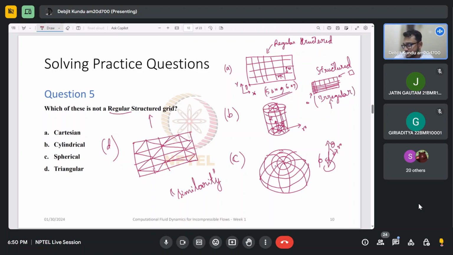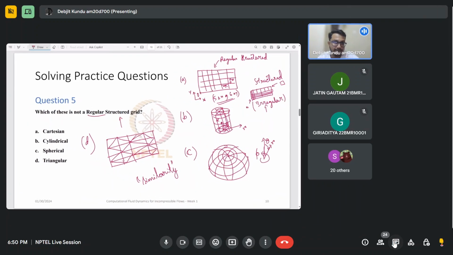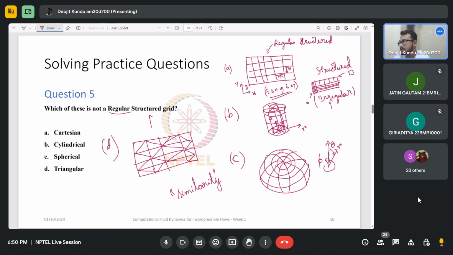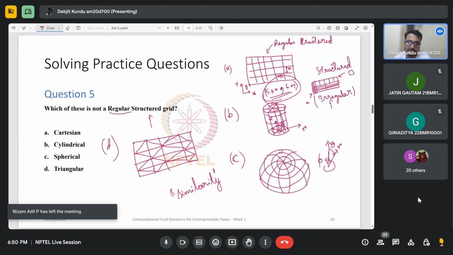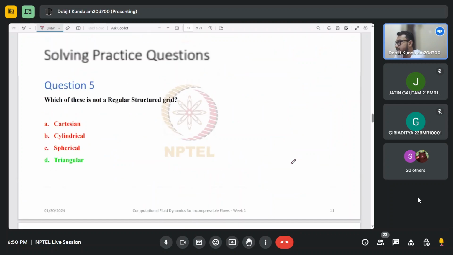And as far as these four options are considered, it is the triangular grid which is not a regular structured grid. Someone pointed out in the chat box that intervals are regular. Exactly. In the case of triangles, you cannot use a mathematical structure like what you can use for regular structured grids to pinpoint locations or distances, right? So that's why the correct option should be triangular, and it is indeed so.